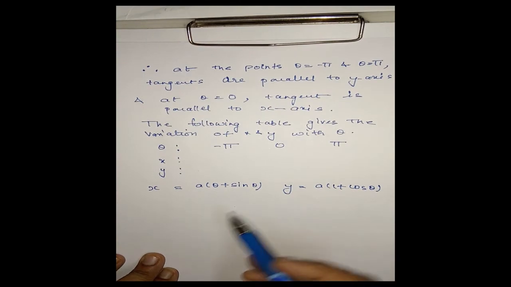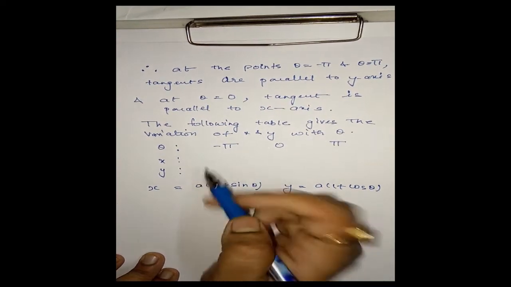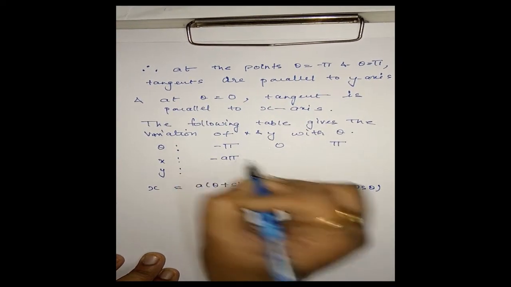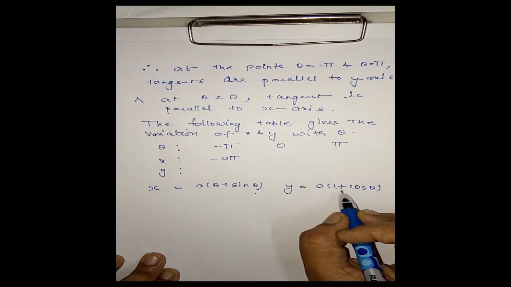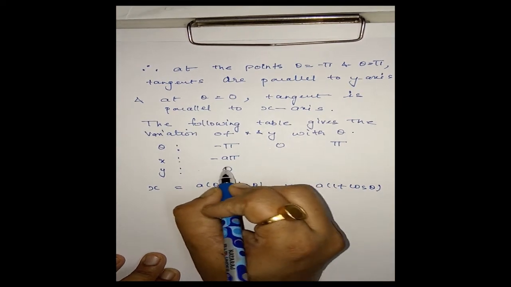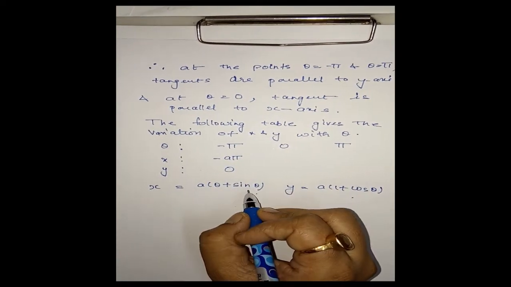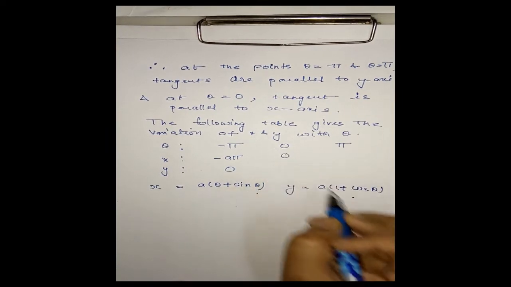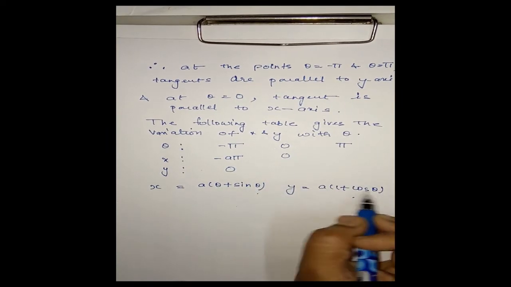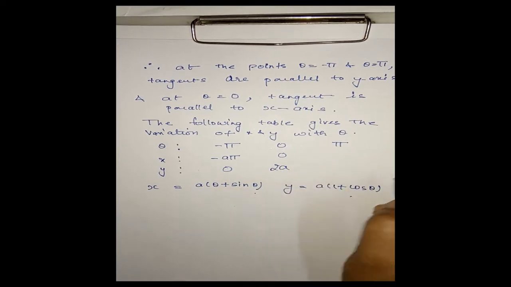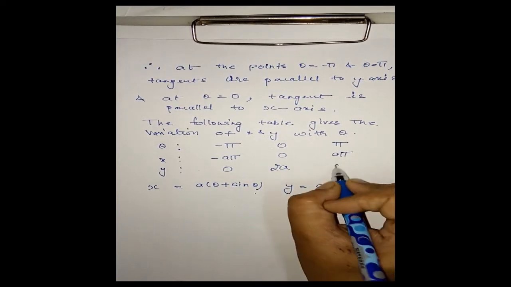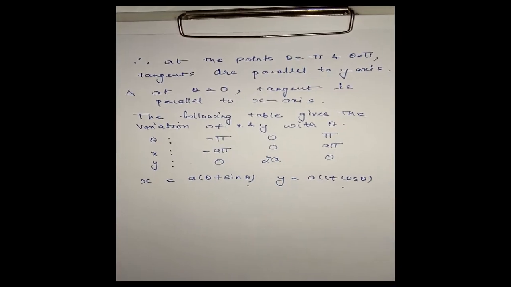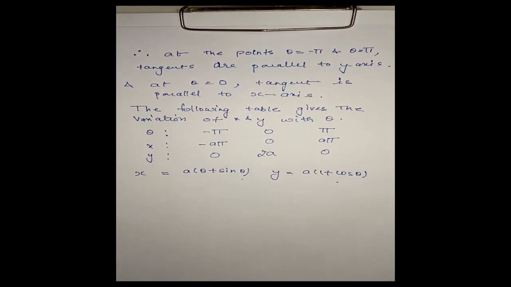Sine pi is 0. That means here minus a pi, and here cos pi is minus 1 and cos of minus theta is cos theta. That means here 0, 1 minus 1 is 0. When theta is 0, x is 0, and y is 1 plus 1, 2a here. And at the point pi, x is a pi and cos pi is minus 1, therefore 0 here. Now we can trace the curve.